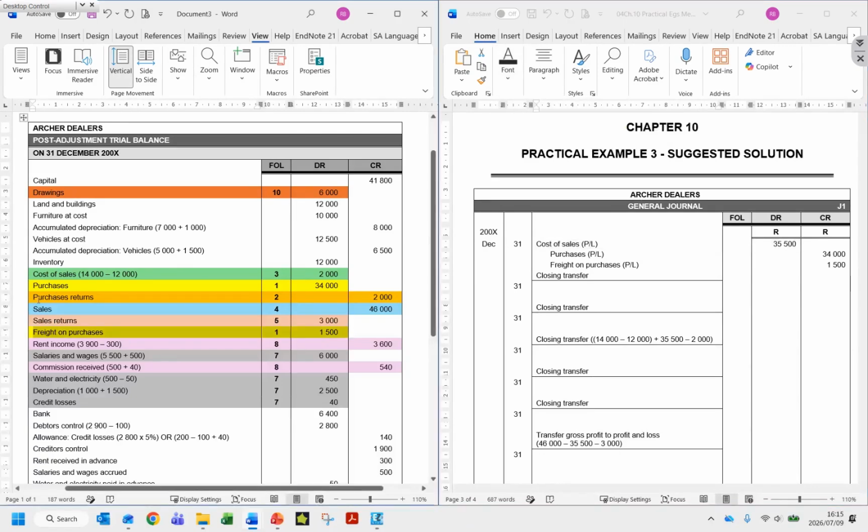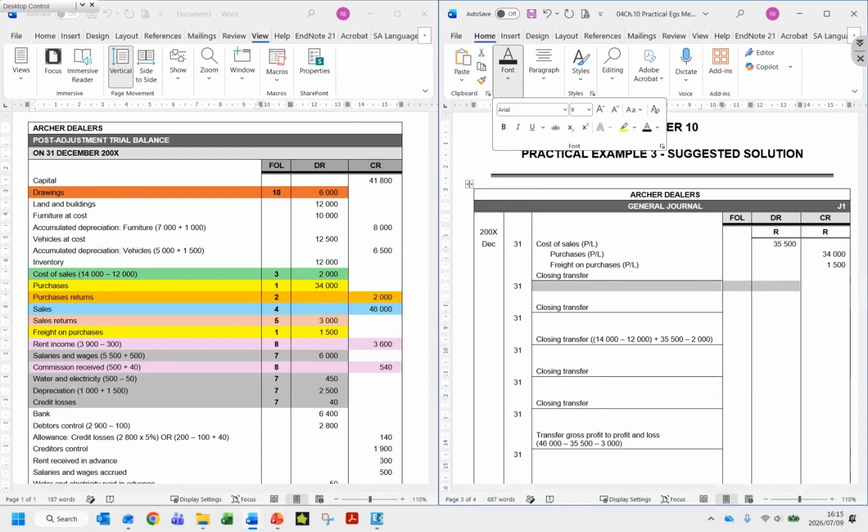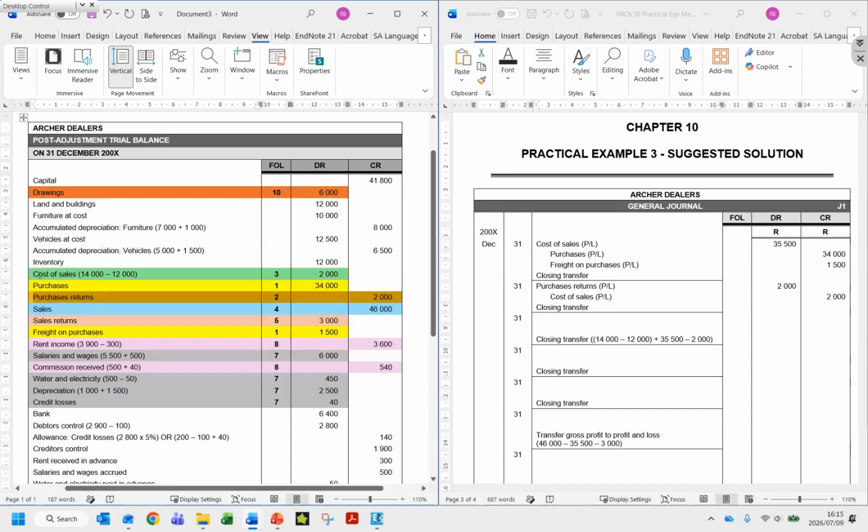The next one that we do that also affects purchases is the purchases returns. It has a credit balance, so to close it off, we then debit the account and we credit cost of sales. Then we need to go and close off cost of sales to the trading account. So we need to see what transactions have affected cost of sales.